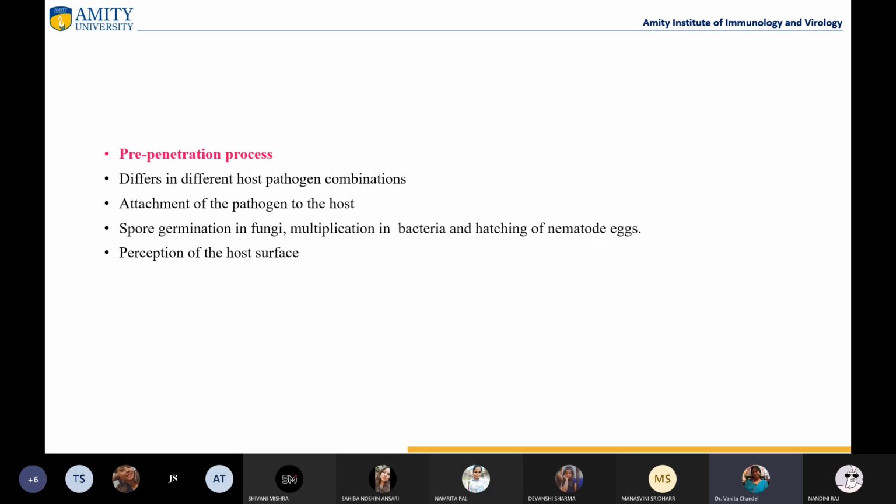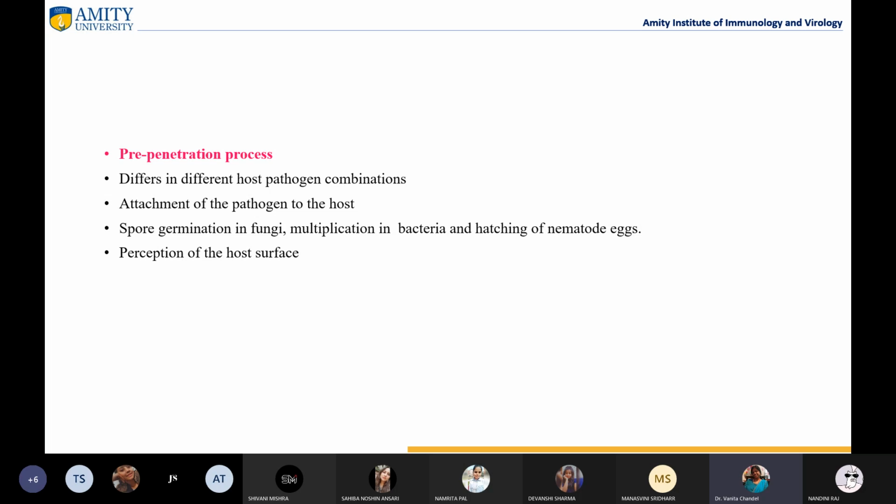Pre-penetration process again differs in different host-pathogen combinations. It means attachment of the pathogen to the host. Spore germination in fungi is a pre-penetration process: before they penetrate, spores need to germinate, right? So suitable weather or some moisture is required so that they germinate. Or bacteria, they are going to multiply. Or in the case of nematodes, they are going to hatch, right? There are different stages in nematodes also, so one particular stage infects the plant.